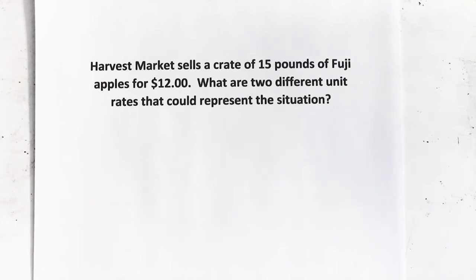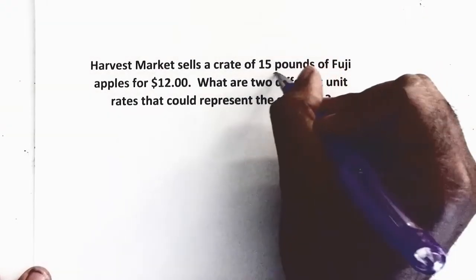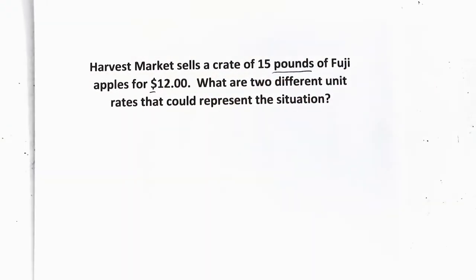So let's remind ourselves of what a unit rate is. What is a unit rate? You got it. A unit rate compares a quantity to one unit of another quantity. Remember that? So what are our units in this problem? Correct. Our units in this problem are pounds and dollars. So what are we asked to do in this problem? You got it. Find two different unit rates that could represent the situation.